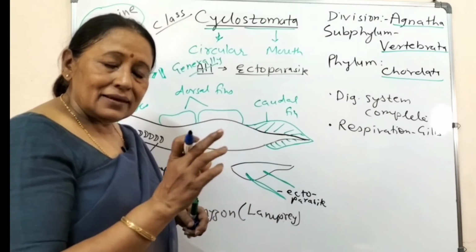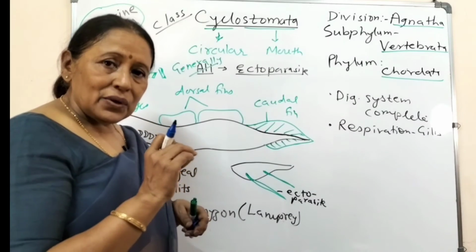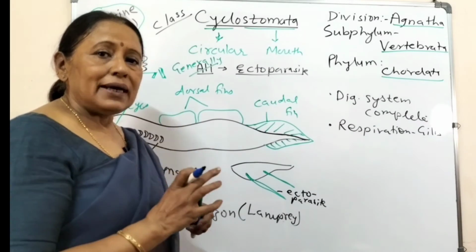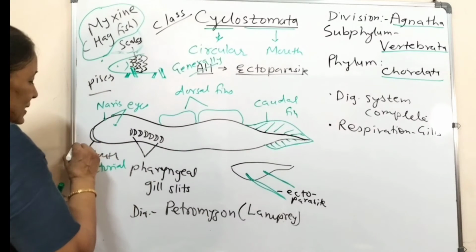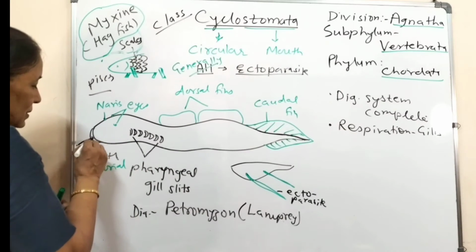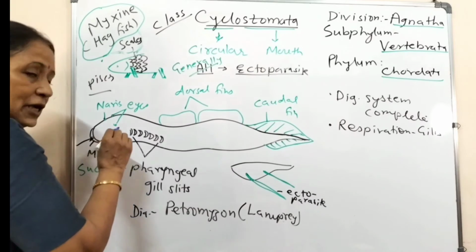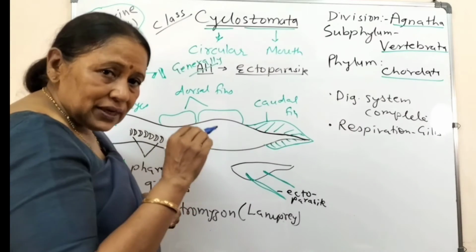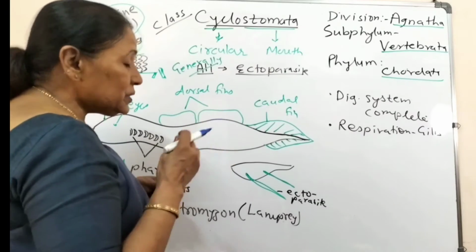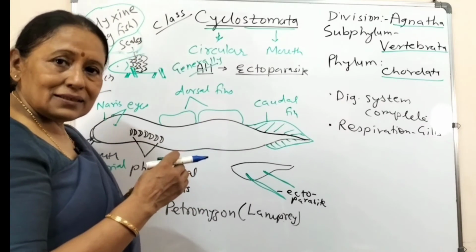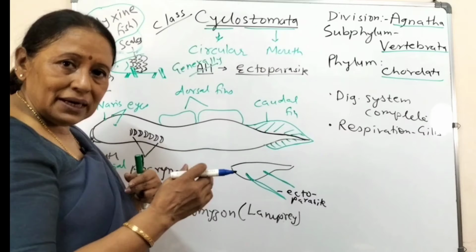That blood vessel is having the blood which is rich in carbon dioxide formed in the body. The water is entering through the mouth. From here it enters and passes over the gills. That water is rich in oxygen. So there is an exchange of gases between the water and the blood.